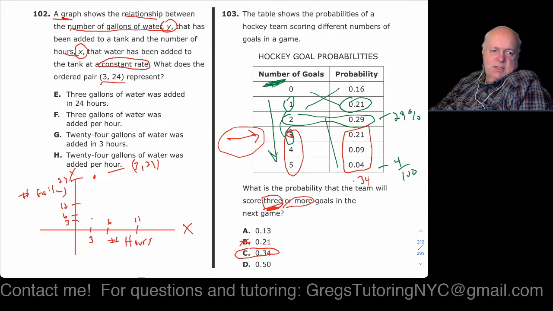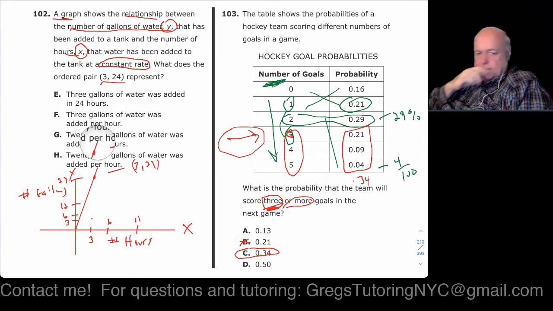So if it's at a constant rate, that means at 3 hours, it's filled up 24 gallons. It also means with no time, there's no water. So it's starting basically from here. That's our line. So let's try to mock that up as best as I can do here. Like that. Okay? So that's our line. That's exactly what we have going on here.